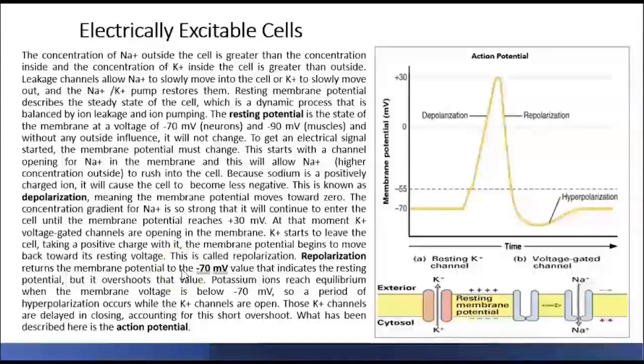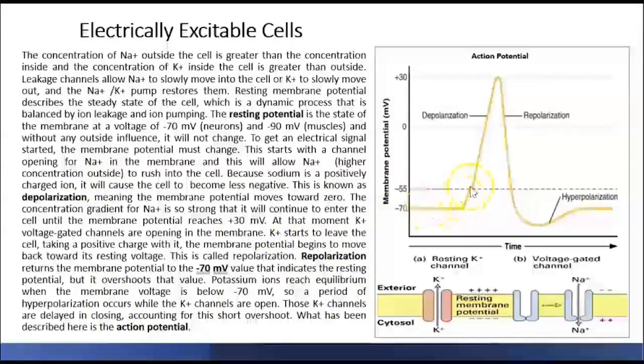Okay, now that we know how we get possible ions in order to get electricity inside our bodies, we need to understand a couple of very important concepts. The first one is going to be the resting membrane potential. Next one is going to be the depolarization. Another one is going to be repolarization. And the last one is going to be action potential.